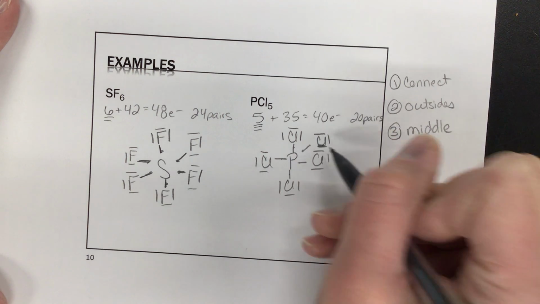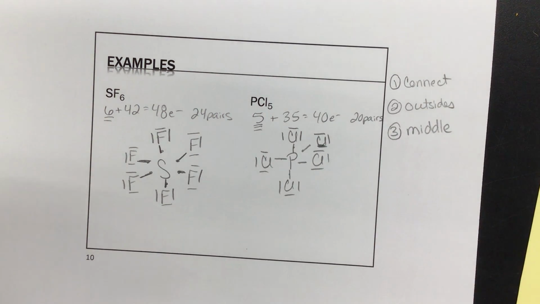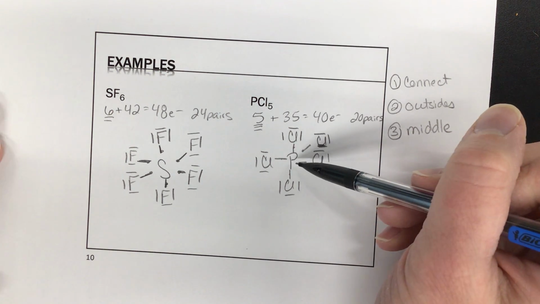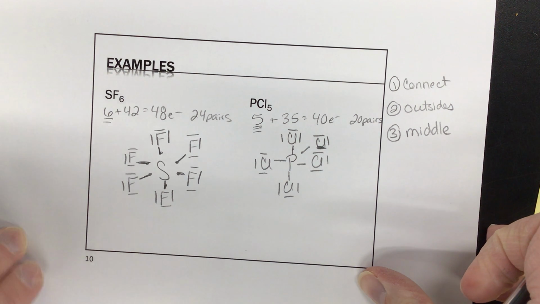I'm out of pairs of electrons, so I'm going to check everybody. All of my chlorines are good. My phosphorus here in the middle is more than good. It's got more electrons than it really needs.